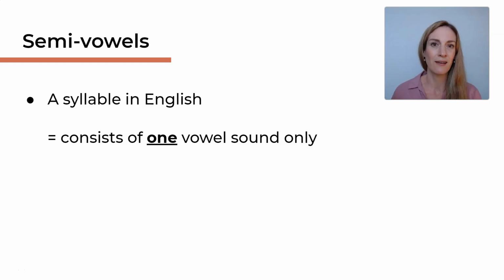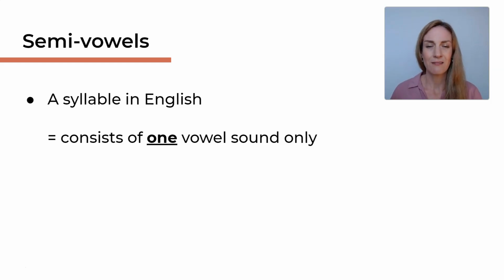That is not the case with y and w. They do not form syllables. So there's always another vowel sound attached to a syllable with y and w. So for example, we have the word yes. Here we have y, our semi-vowel, e, a real vowel, and s, a consonant. And together, yes, this is obviously a word in English, but it also forms a syllable.